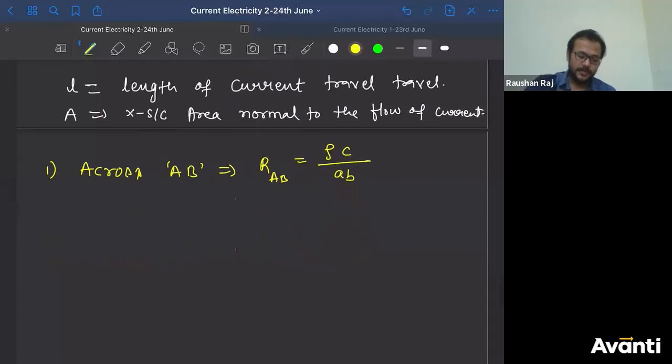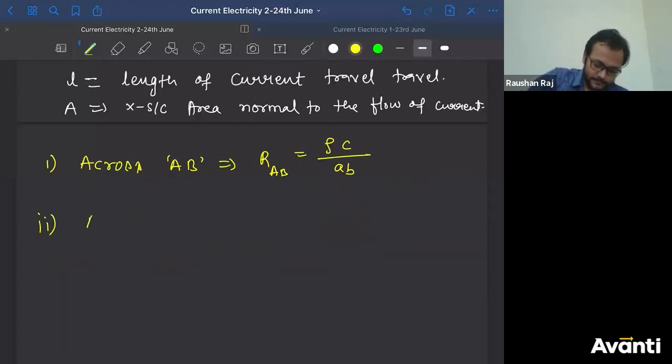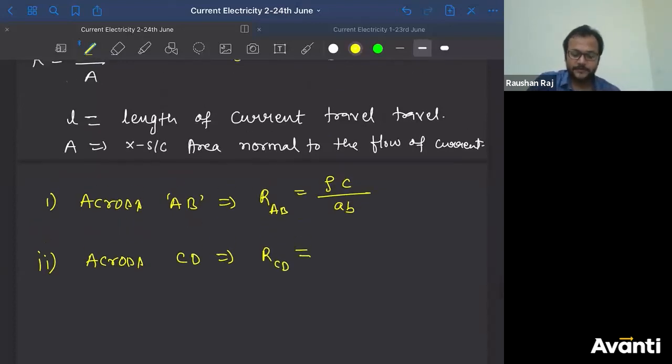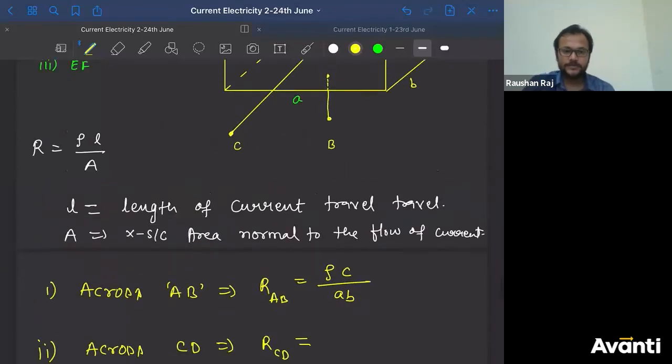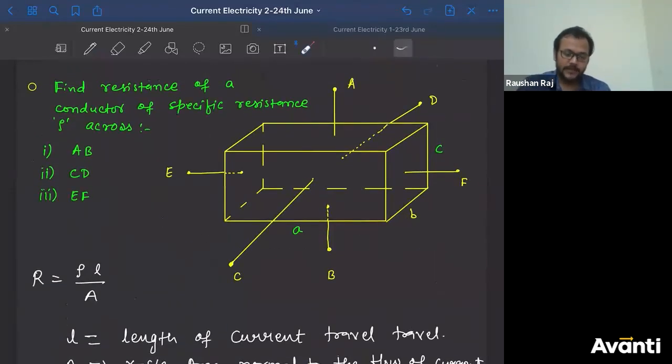All right, bachcha log. Now second question, across CD. So R_CD. Tell me what will be the value. The rho into. Now CD part dekhiye. That means I have to connect a battery like this.